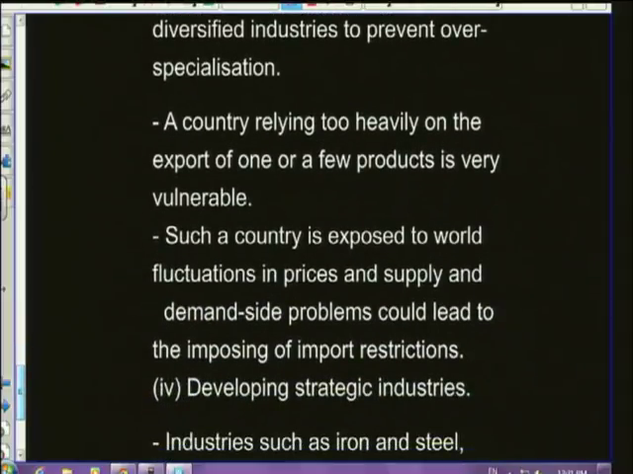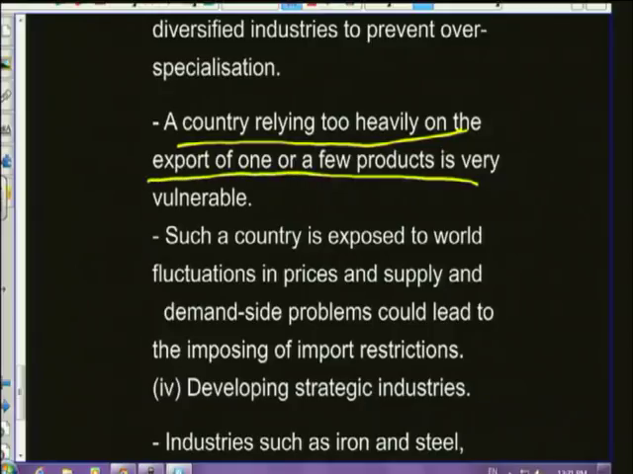I'm going to underline another fact here. A country relying too heavily on the export of one or a few products is very, very vulnerable. That means that should we focus on the production of maize and we export only maize, we could get into a situation where something goes wrong in that industry and then we have nothing else to fall back on. Let's say we have bad weather and the crops are bad and we can't export as much, then we don't have anything else to receive an income from.